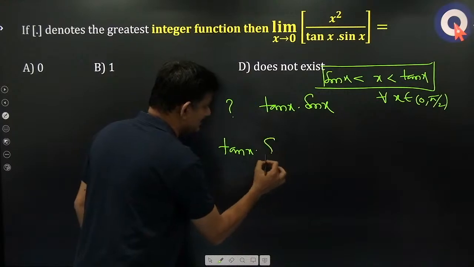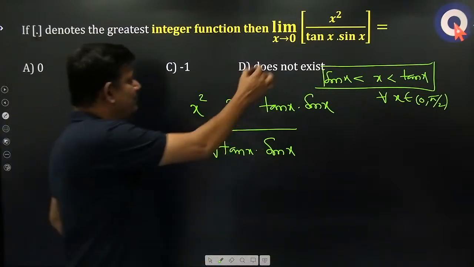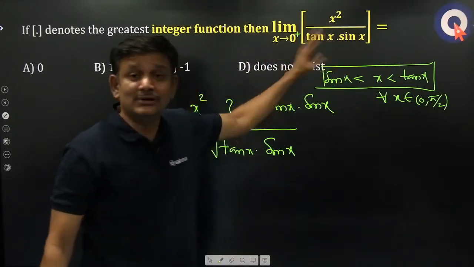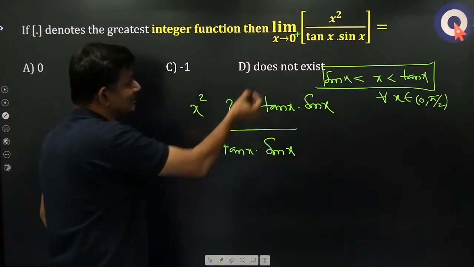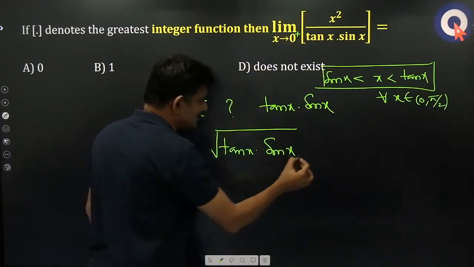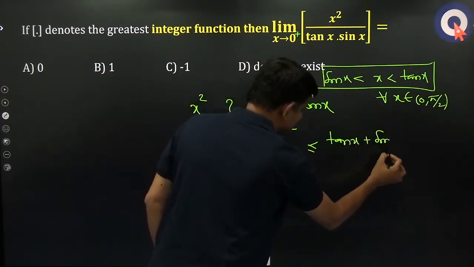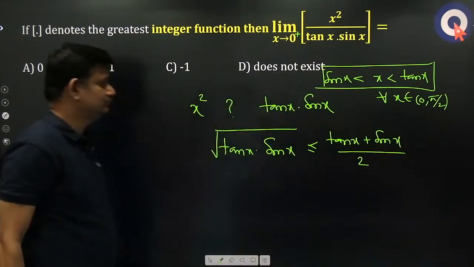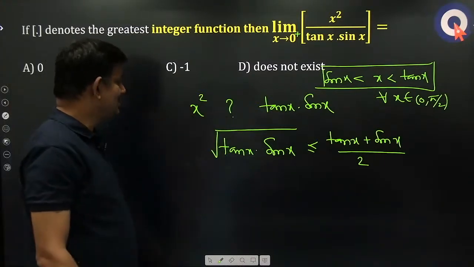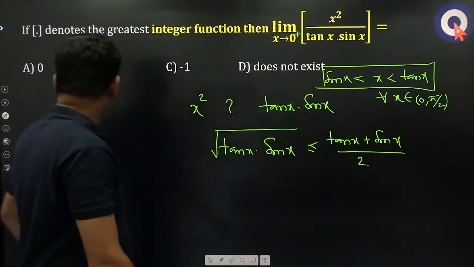Tan x into sin x, we know the GM of these two numbers, both are positive because I am talking about 0 plus. See the advantage of identifying that it is an even function. I need not discuss both the sides, one side is sufficient. Tan x and sin x are positive numbers because we are talking about 0 plus. GM will be less than or equal to their AM. Fine. Now, from here also you can try to prove this inequality. You can square and then use this particular inequality. That is another way of doing the question.